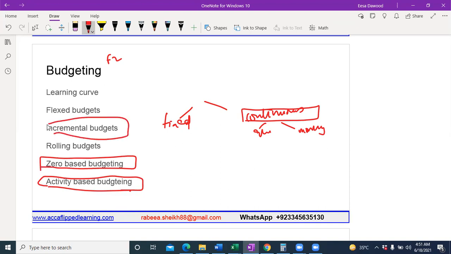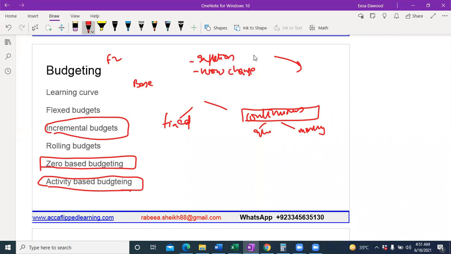What is an incremental budget? In an incremental budget, you take last year's budget as your base, or your current year figures, and then you adjust for inflation, and then you see if there is any known change, and then you make those same figures part of your next year budget. You don't start from scratch.